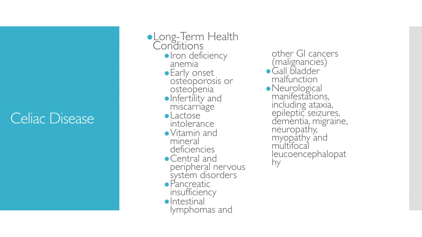In addition, there may be vitamin and mineral deficiencies. Again, a lot of our foods that are associated with bread and flour, the flour has been fortified with additional vitamins. We have central and peripheral nervous system disorders, pancreatic insufficiency, intestinal lymphomas, and other GI cancers. That's related to the fact that there is an inflammation of the bowel, and when there's chronic inflammation of any part of the body, it increases the risk of cancers.